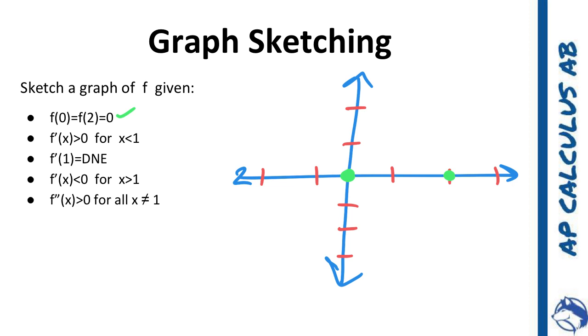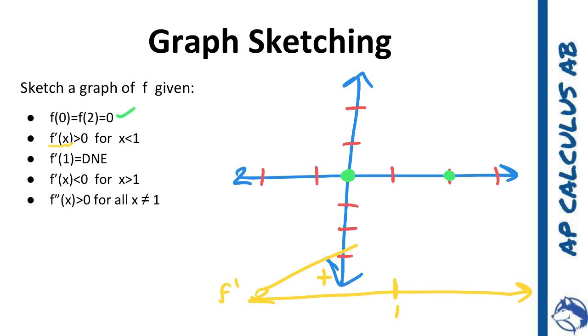F prime is greater than 0 for x is less than 1. So I'm going to do all of my f prime stuff in yellow, and I like to draw the number line so it can kind of stick out to me as to what we're doing. So from 1, anything that's less than 1 has a positive f prime. Okay, so that means that it's probably going to go up like this.